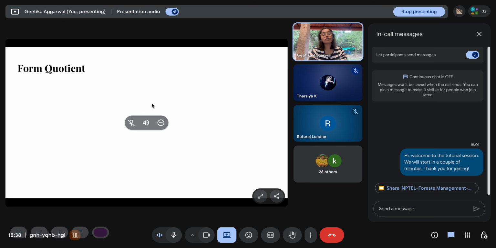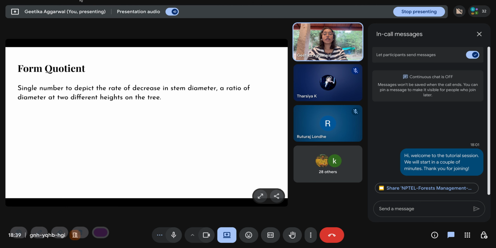So form quotient is different from form factor. They're not the same things. So keep in mind, form quotient is not the same as form factor. It's a single number which depicts the rate of decrease in stem diameter. It's a ratio of diameter at two different heights of the tree. Earlier, we looked at tapering, which is how the diameter is decreasing with height. In form quotient, you're just comparing the two diameters at different heights. So you're not subtracting the diameter, you're not doing delta D by H, you're just doing D1 by D2. So it's a ratio of diameters at two different heights on the tree.